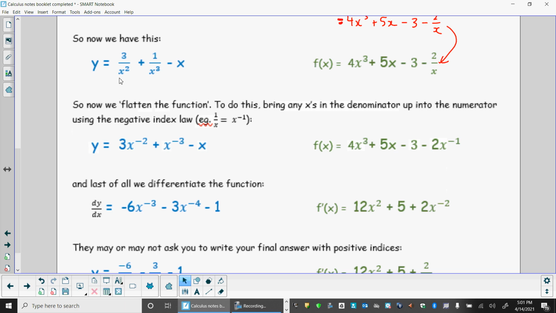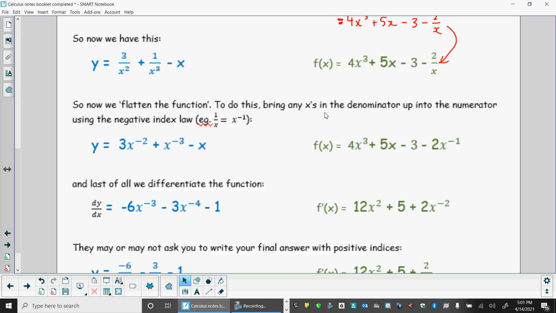So now what we need to do is get the x's out of the denominators. Before you find a derivative, you can't have any x's in any denominators. This one's got an x only in that denominator. So what we do is use the negative exponent law. I call it flattening the function. It's basically just getting x's out of the denominators.